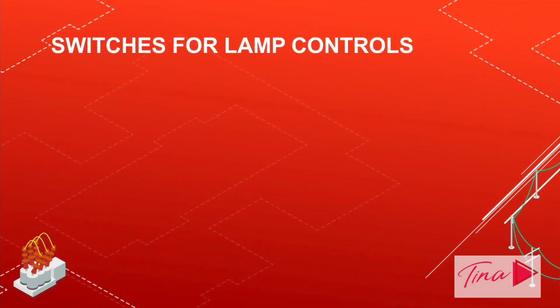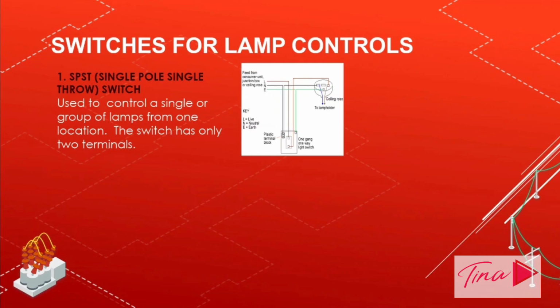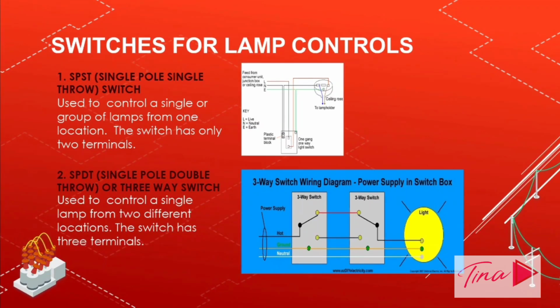In the previous slide, we saw the switches for lamp controls. Now we will discuss it one by one. First, we have the SPST, or the single pole single throw switch. It is used to control a single or group of lamps from one location. The switch has only two terminals. Now the SPDT, or the single pole double throw or three-way switch, is used to control a single lamp from two different locations. The switch has three terminals.